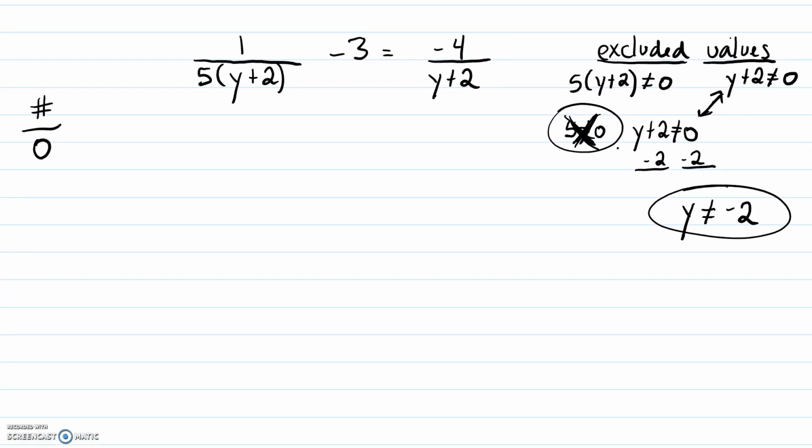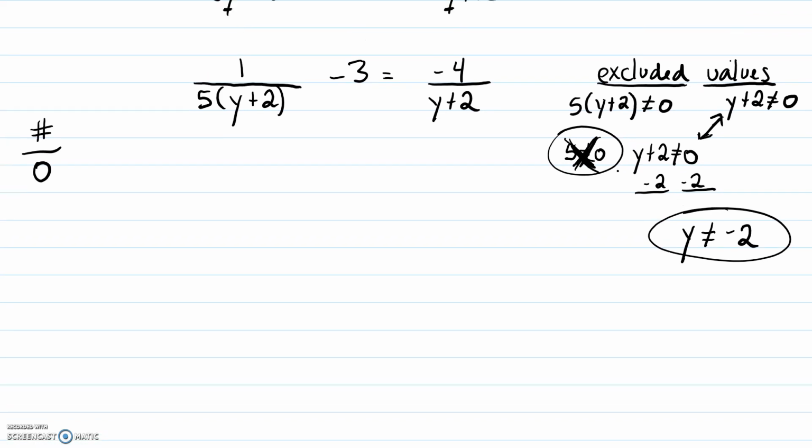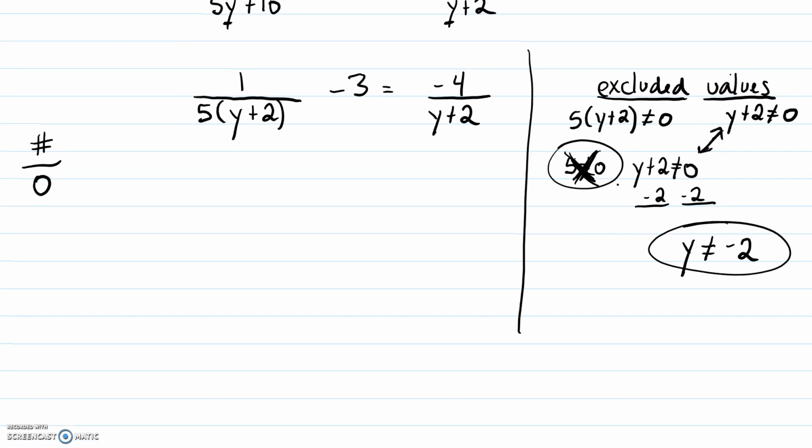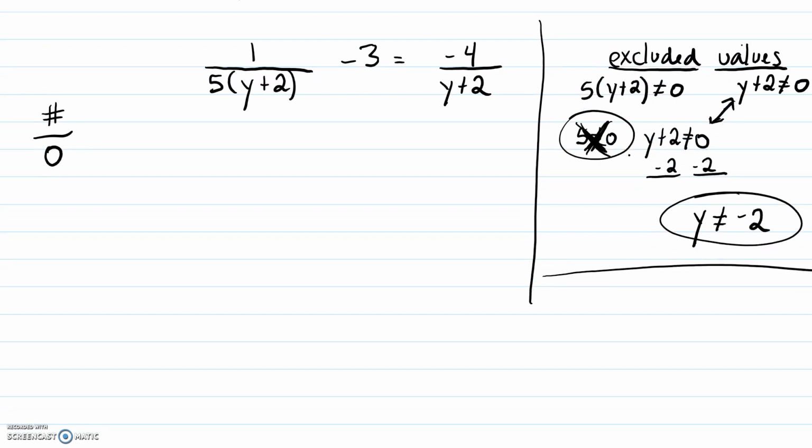Alright, let's go back up to our problem. Since we have an equation and we have fractions, we can go ahead and clear our fractions. What we want to do is find a common denominator. Finding a common denominator will allow us to get rid of all of our fractions. So take a look at your denominators and include each factor. We have a 5, we have a y plus 2, and we have another y plus 2, but since we already have it listed here, you don't have to list it twice.